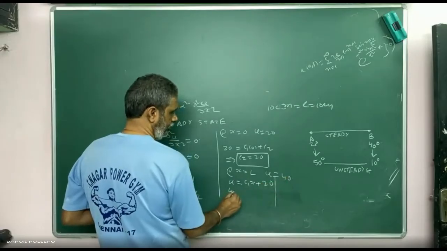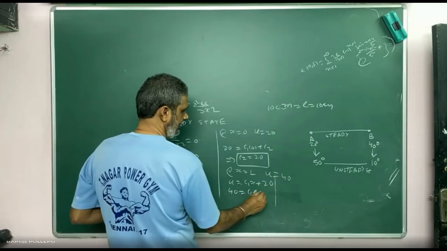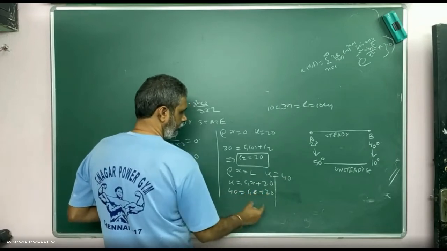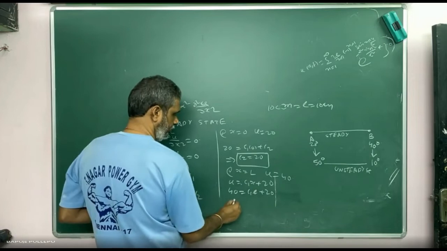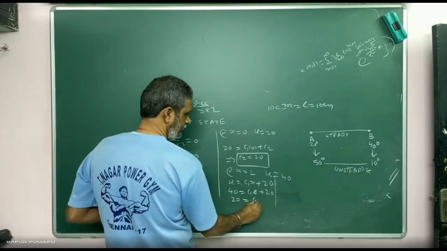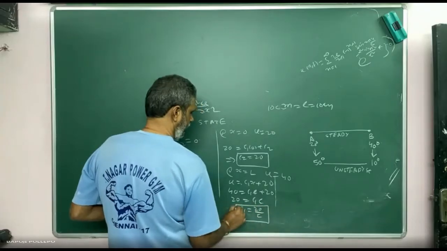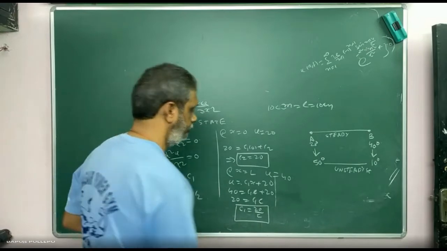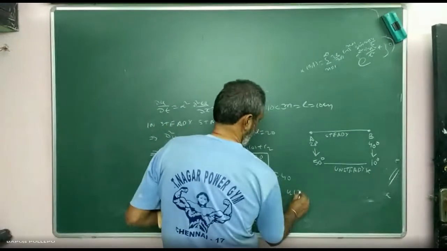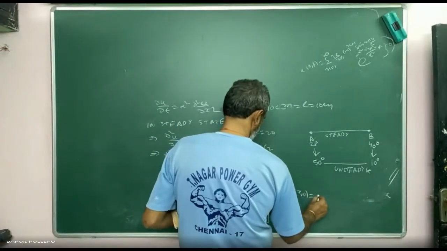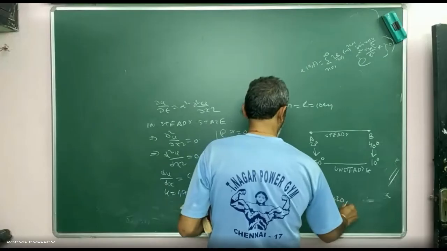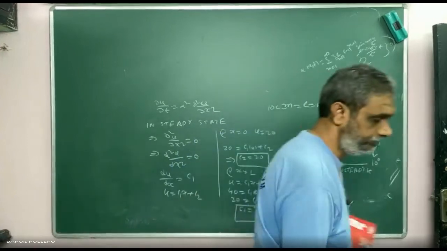Yes, sir. x is equal to L means u is equal to 40. Substituting, 40 is equal to c1L plus 20. Now 40 minus 20, how much? 20 is equal to c1L. Now c1 is equal to 20 by L. So I got c1 and c2, or not? Yes, sir. Now u of x comma 0 is equal to 20x by L plus 20. Very good. Super. Copy down fast, all of you.